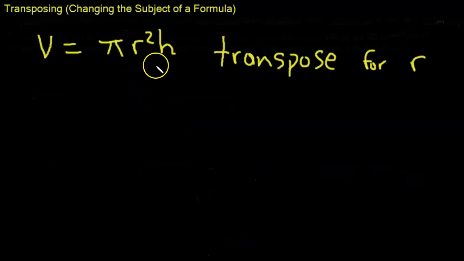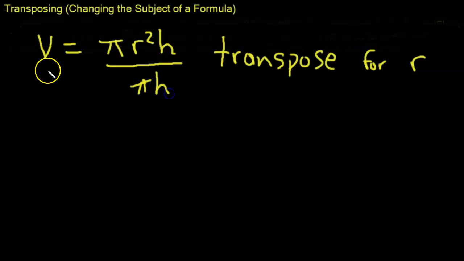Now here we have another one. We're asked to transpose for R. And again, before we can find R, we need to find R squared. So how do we get R squared by itself? This pi and this h are multiplied to the R squared. So we need to get rid of the pi and the h. So divide by pi h.